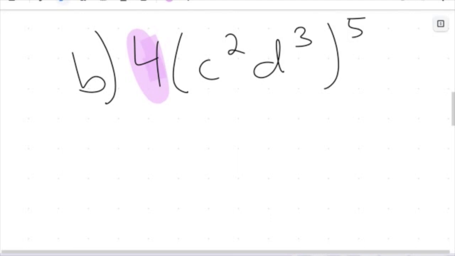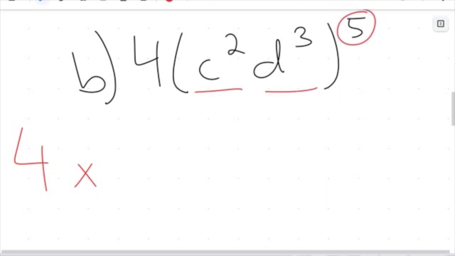Okay, next example. Now this is where some people get a little bit lost, because they see this 4 out the front and they go, oh, okay, there's a 4, and there's a power here, so let me take that power as well. Well, no, because that power is only applying to the things within the brackets. So the 4, we actually leave on its own over here. So the 4 stays like this, and my 4 is getting multiplied by this power of 5 getting applied to c squared and d cubed.